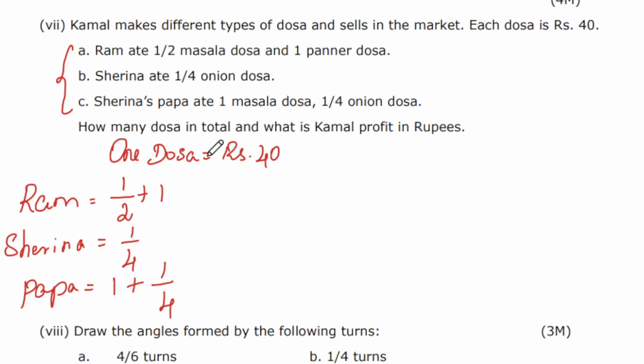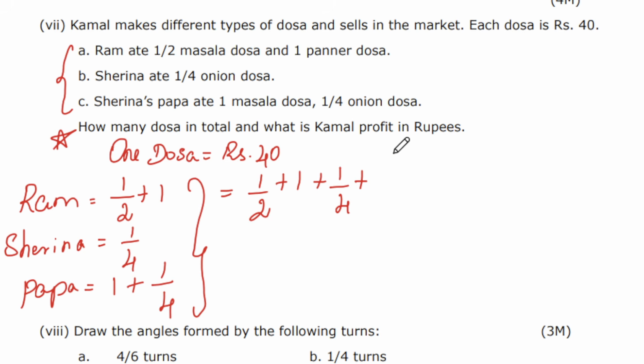Okay, now we will add and see. And also there is a question. How many dosa in total and what is Kamal's profit in rupees? So first we will see how many dosa. Okay, so we have 1 by 2 plus 1 which is Ram. Next Sharina we have quarter dosa. Papa ate 1 and 1 by 4 onion dosa.